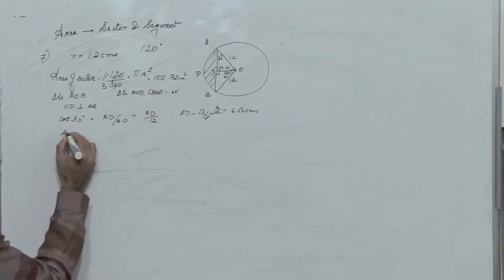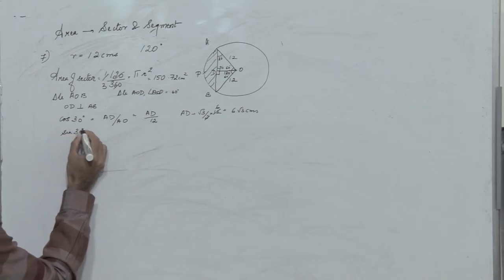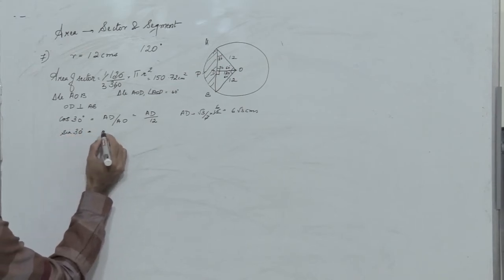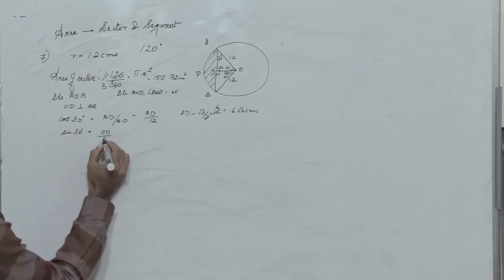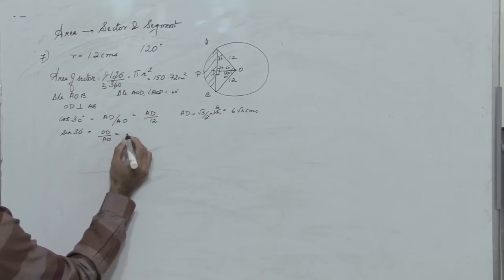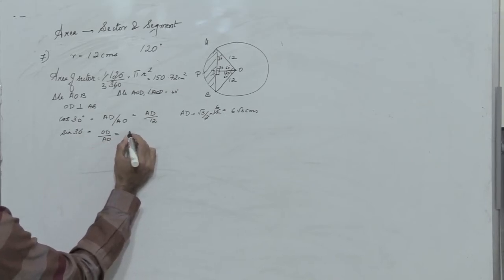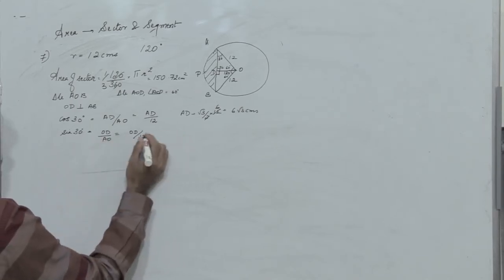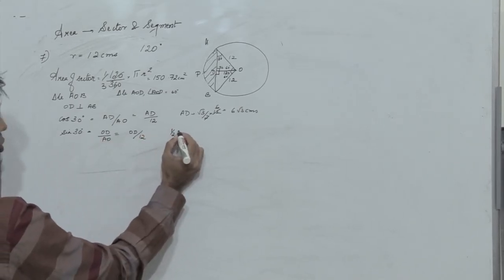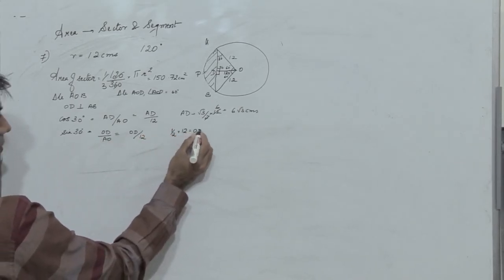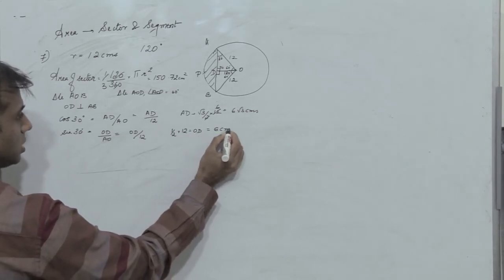And similarly, what is sine 30? Sine 30 is the opposite side, which is OD, by AO. So therefore, we have OD divided by 12, which is sine 30. Sine 30 is 1 by 2. So 1 by 2 into 12 is OD, which is equal to 6 centimeters.